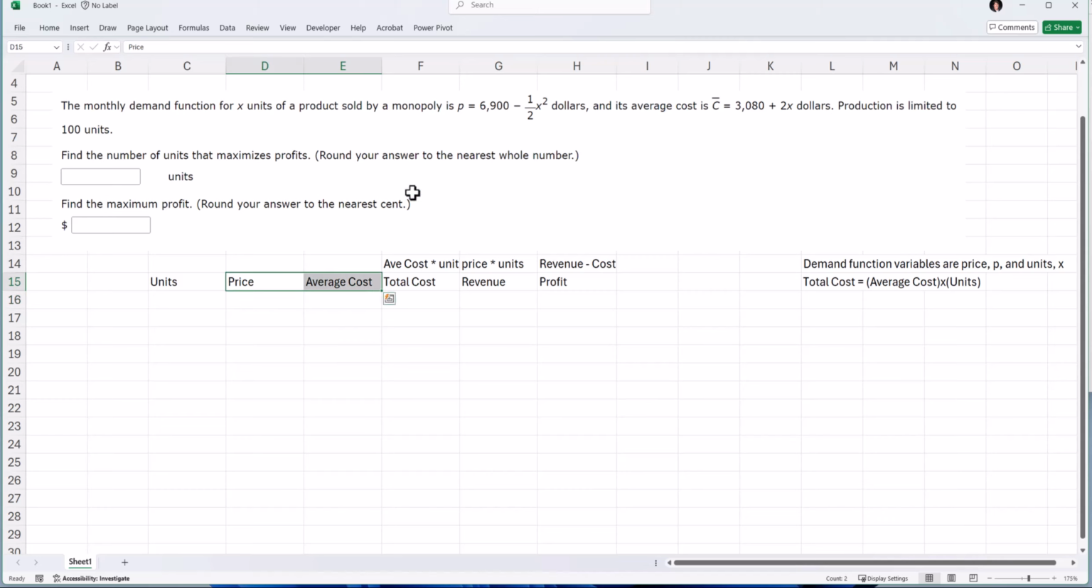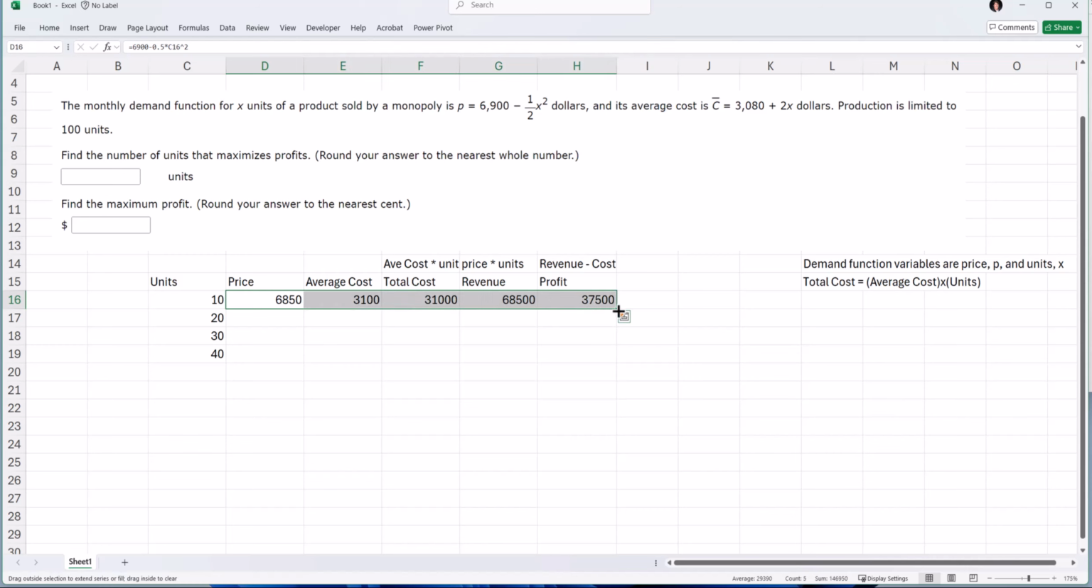Okay, and price and average cost are given. For the number of units, I'll just start 10, 20, 30, 40. Price, I can program in from the given equation, and for 1/2, I'll use 0.5 times x squared. Average cost, I can program in 3080 plus 2 times whatever the units are. And then total cost is average cost times units, and revenue is price times units. Finally, profit is revenue take away cost.